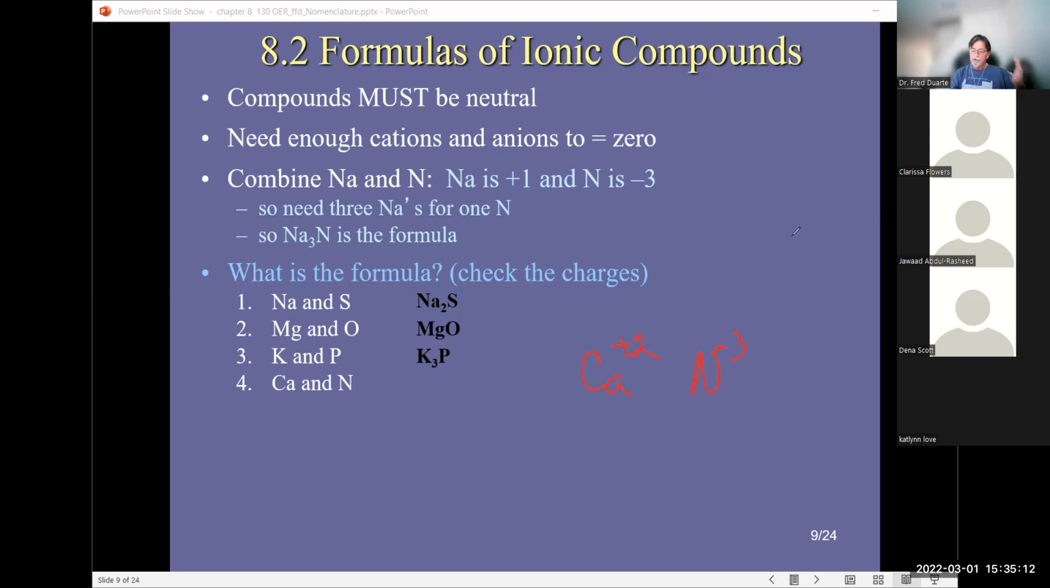Here, I got a +2 calcium and a -3 nitride. I cannot put them together simply as a 1 to 1 relationship, okay? Putting them together as follows would be incorrect because I got a +3, which doesn't cancel out the +2. So I got to put them together with a sufficient number so they cancel each other out. It makes it kind of challenging, but it isn't.